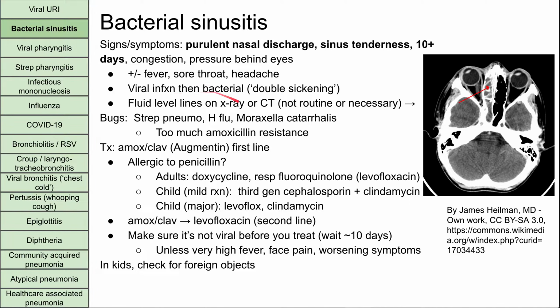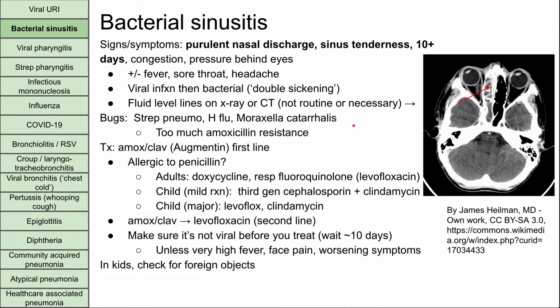If you were to do an X-ray or a CT scan, you would see fluid level lines. This is an example of a CT scan where you could see this full sinus on the left here, but the right sinus is still completely empty, it's just air. So this person would have this sinus infected with bacteria. You would never do this when trying to diagnose a patient with bacterial sinusitis, so this is not routine or necessary. It's just a finding that you might see, or if somebody shows you this picture, you would know that they have a bacterial sinusitis, specifically in this sinus here.